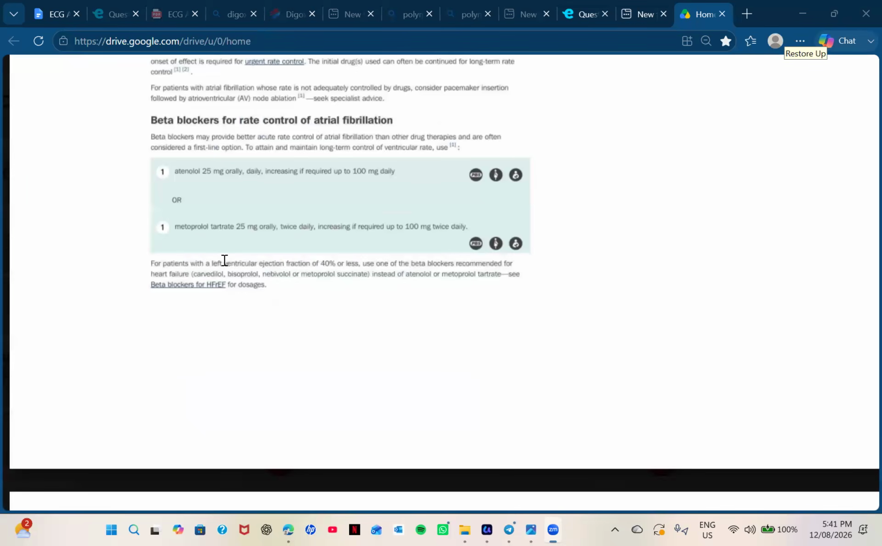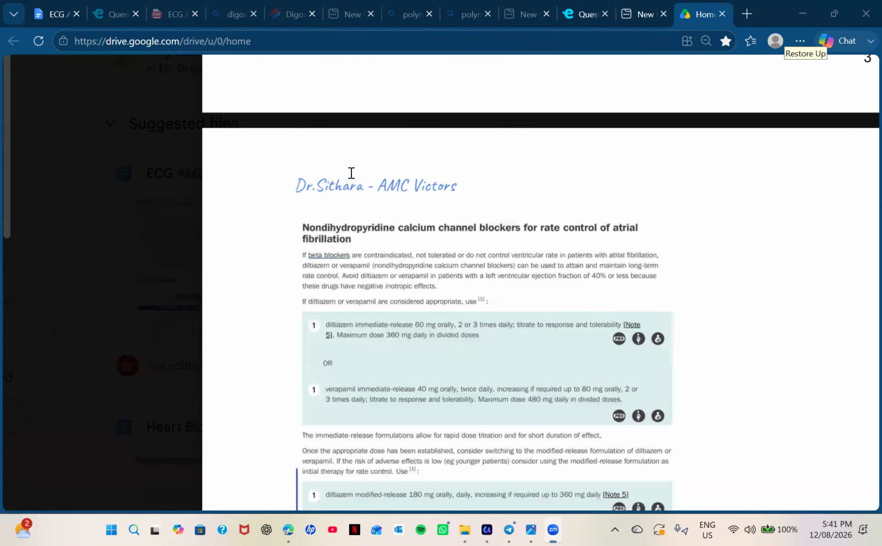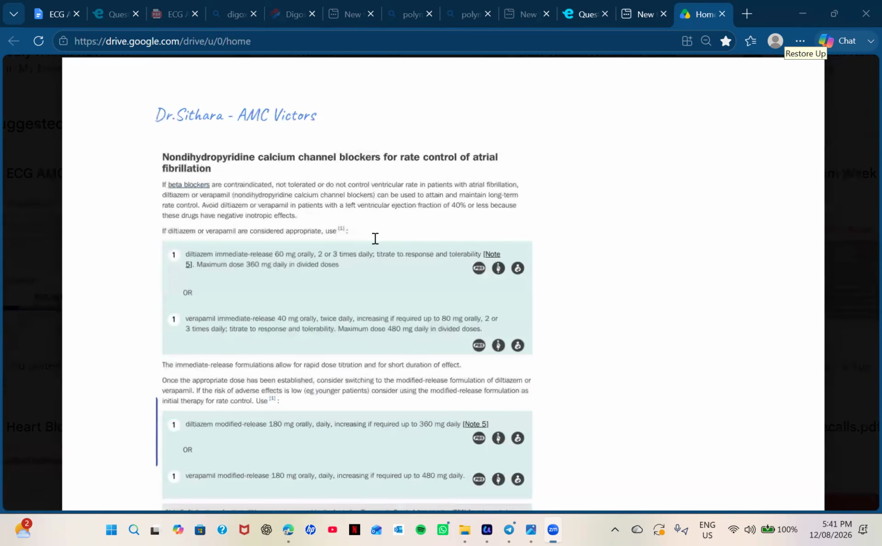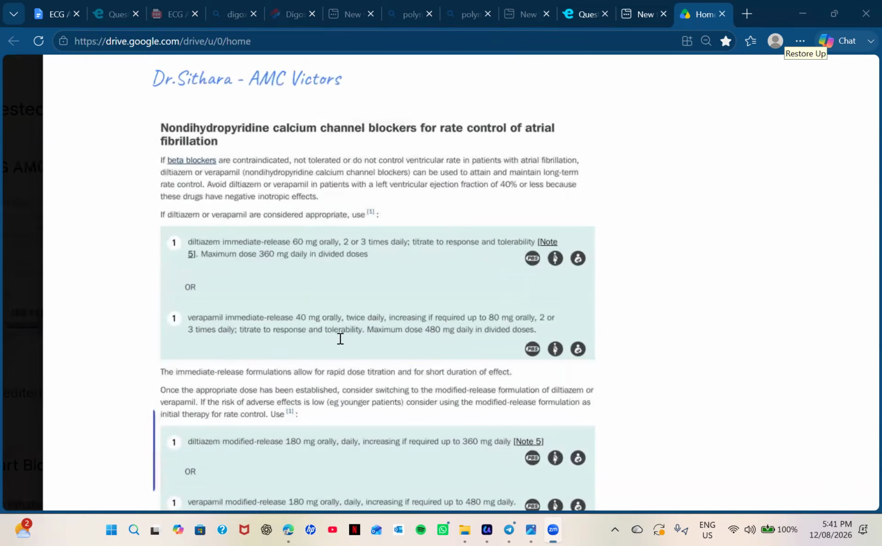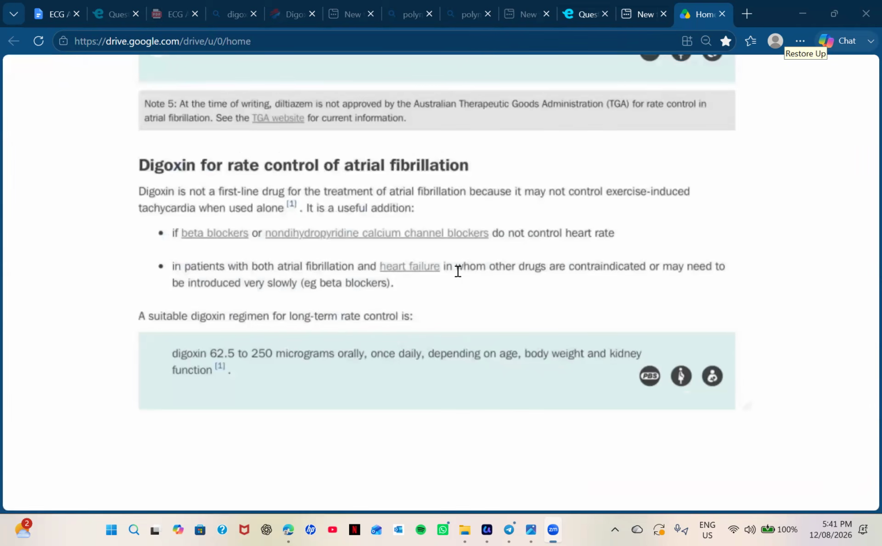In the beta blockers, we can use atenolol, metoprolol for rate control in atrial fibrillation. And other than beta blockers, we have non-dihydropyridine calcium channel blockers, diltiazem, verapamil, like that. Digoxin for rate control of atrial fibrillation as an add-on drug.